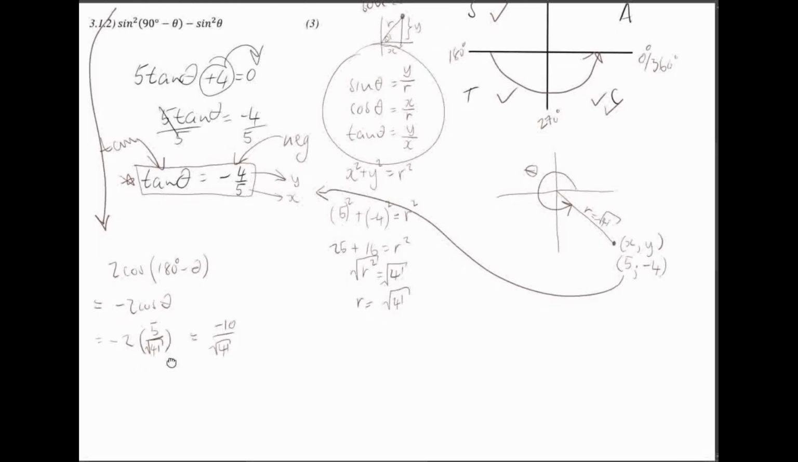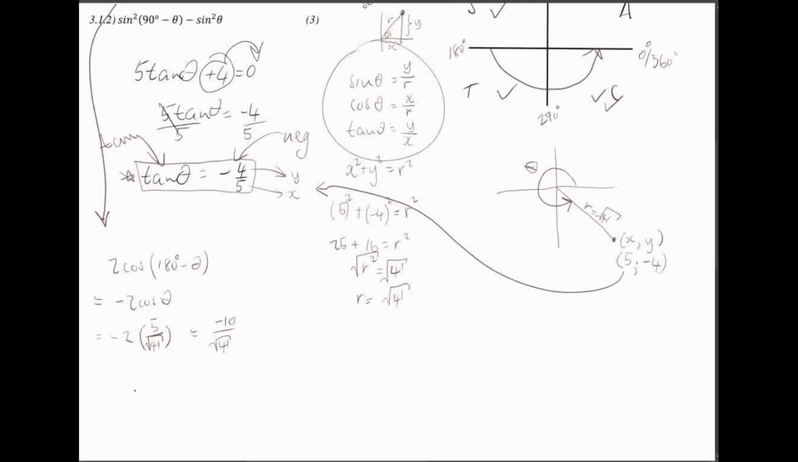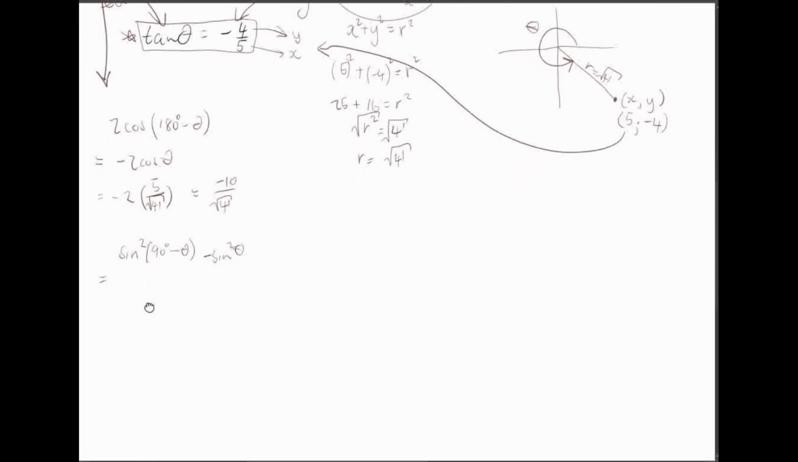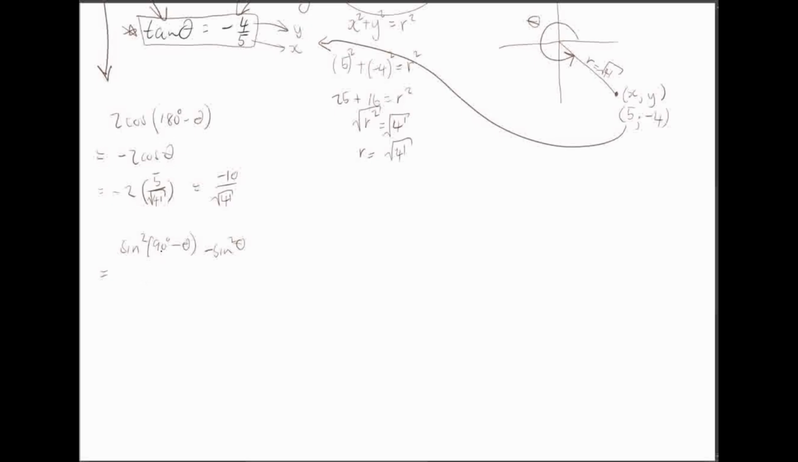So let's see the last question over there. That is going to be sine squared of 90 minus theta. We'll do that reduction as well. First thing, decide which quadrant. 90 minus is the first quadrant, everything's positive there. Because of the 90, sine is going to change to cos. So this is going to give me cos squared of my angle minus sine squared of my angle.